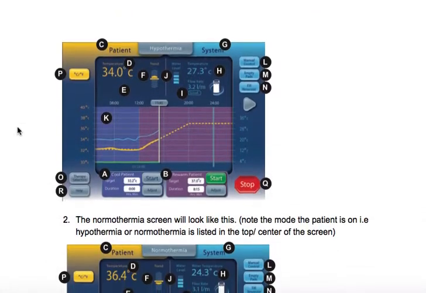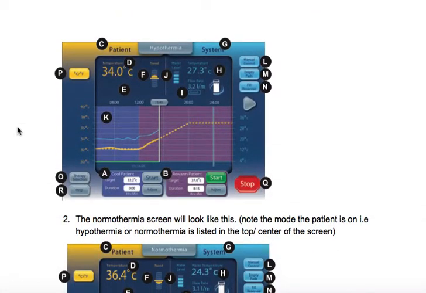All you do, here's your picture, and you can see we're still on the hypothermia machine, you would just go to box B and select your targeted rewarming temperature. That's typically 37 degrees Celsius for us, but look at the order. And then the duration of how long they want to rewarm the patient. Once you set those two things, you just hit start in the rewarming box and it will start to rewarm them.